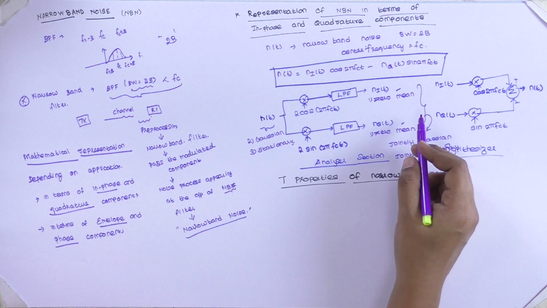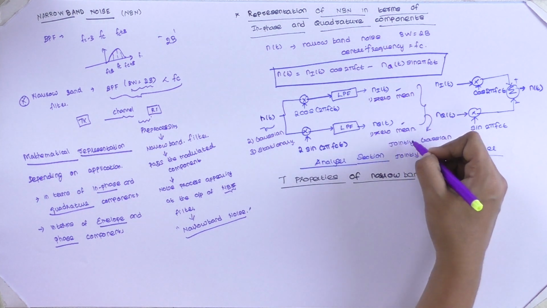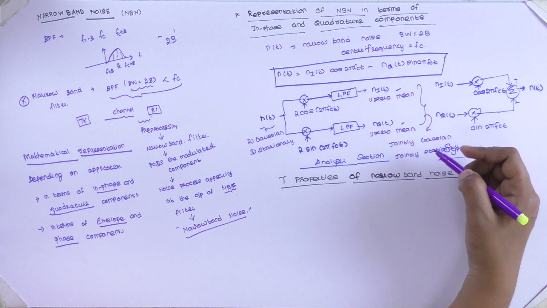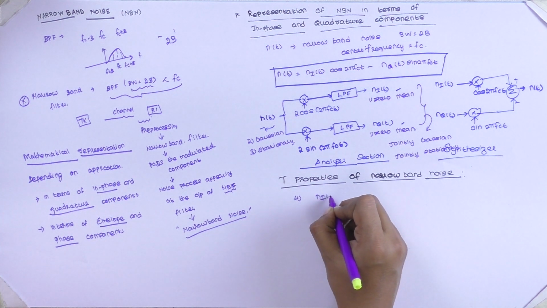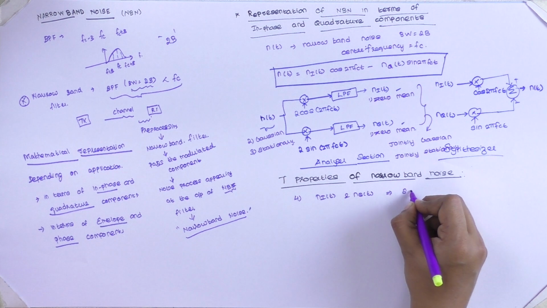And since both Ni of t and Nq of t have 0 mean, they have the same power spectral density. This is the fourth property: Ni of t and Nq of t have the same power spectral density.